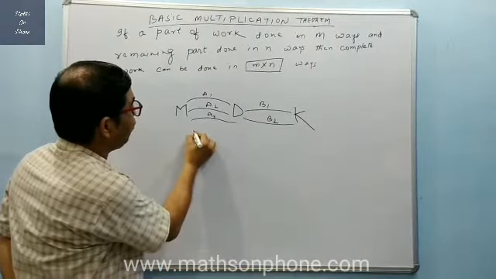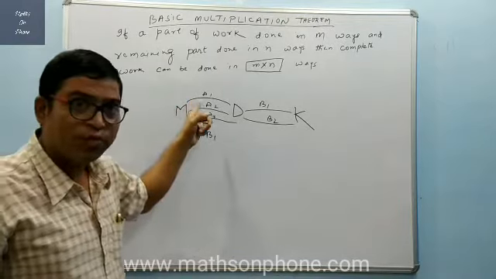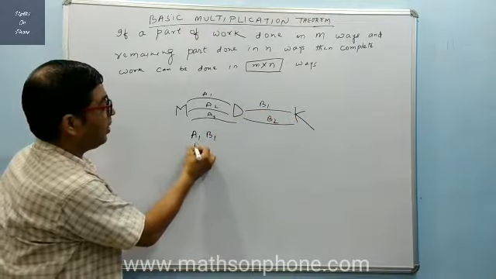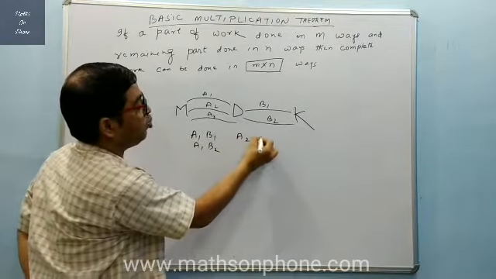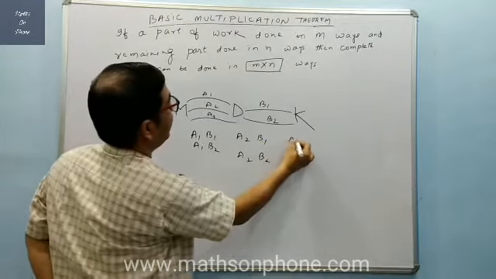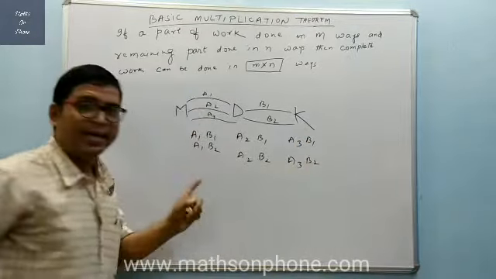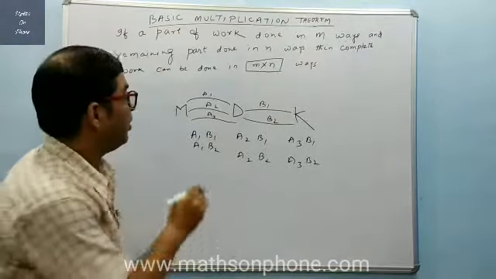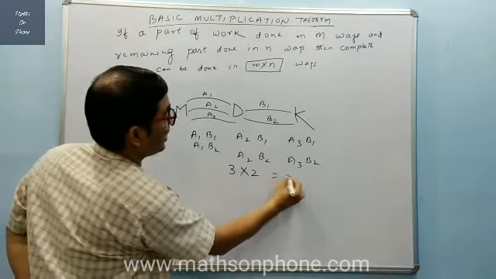He can either go from A1, B1, that means from Mumbai to Delhi following the route A1, and from Delhi to Kolkata following the route B1. It can be A1, B2. It can be A2, B1, A2, B2. It can be A3, B1, A3, B2. So what actually you are seeing is that he can reach from Mumbai to Kolkata not in 5 ways, but in 3 into 2, that is 6 ways.